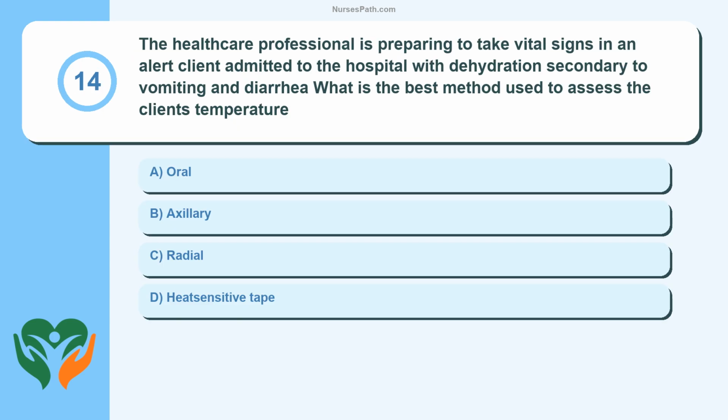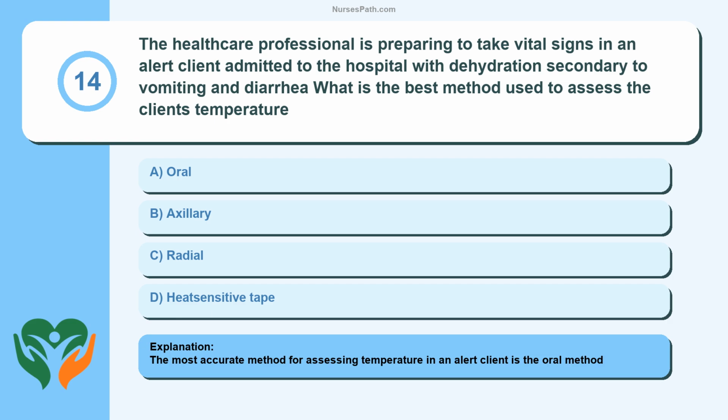Question 14. The healthcare professional is preparing to take vital signs in an alert client admitted to the hospital with dehydration secondary to vomiting and diarrhea. What is the best method used to assess the client's temperature? Oral, axillary, radial, heat-sensitive tape. The most accurate method for assessing temperature in an alert client is the oral method.